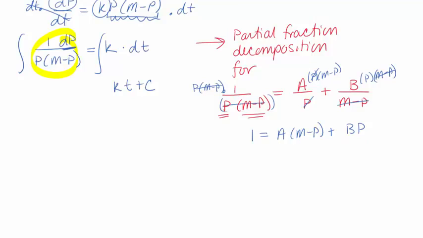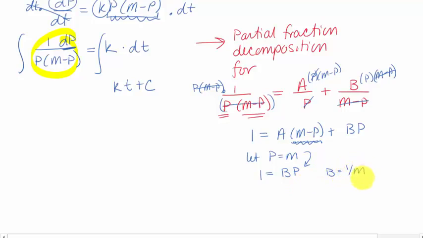Now our job is to figure out what the values of a and b have to be, and these have to be constants. So down here we're going to eliminate our variable, which is p, so we're going to let p equal m. If we let p equal m, that's going to turn this factor into 0, which will therefore eliminate the a. So this whole term will turn into 0. So we would get 1 equals b p. But since we're letting p equal m, when we solve for b, we get b equals 1 over m.